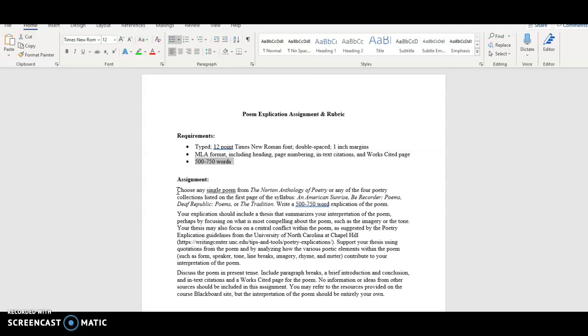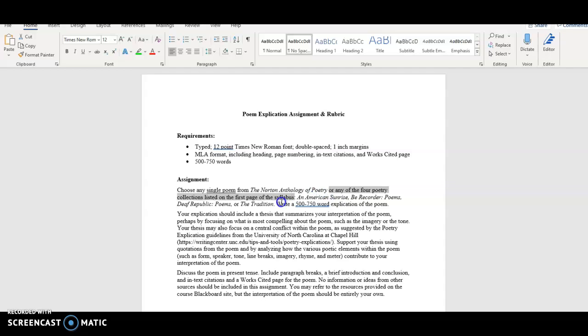So you can choose which poem you want to analyze. You can choose any poem from our textbook, the Norton Anthology of Poetry. It just needs to be a poem that we haven't already discussed in class, so that your analysis will be based on your own ideas and interpretations, not on things that we've already talked about for another poem in class.